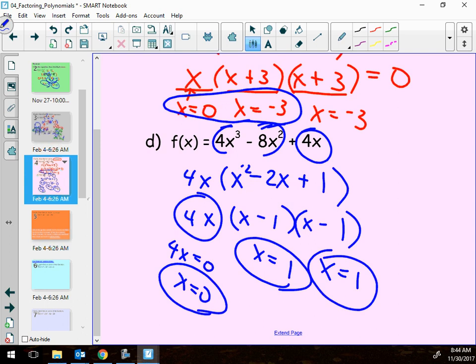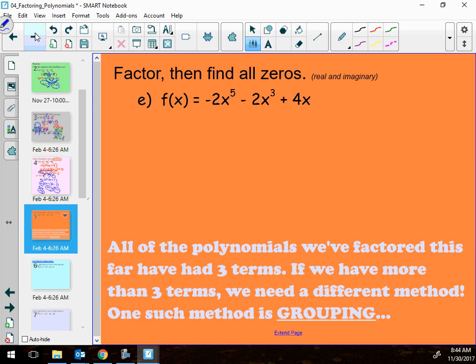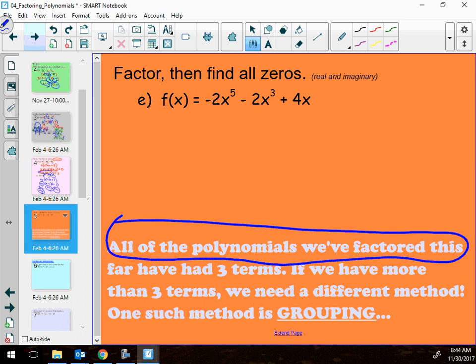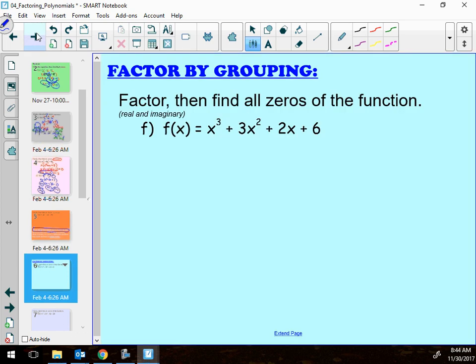Okay, cool. Now, this new thing. It said right here, all the polynomials we factored have had 3 terms. If we have more than 3 terms, we need a different method. One such method is grouping. All right, I call this the divide and conquer method. It's got 4 terms. What you do is divide it down the middle, factor just this side, then factor this side, and then I'll tell you what to do. Act like it's 2 separate problems.